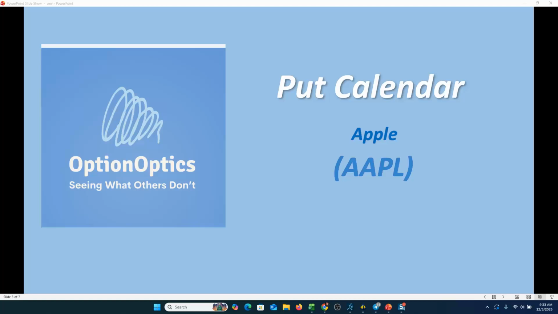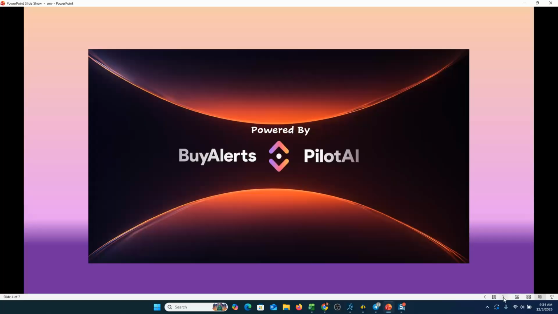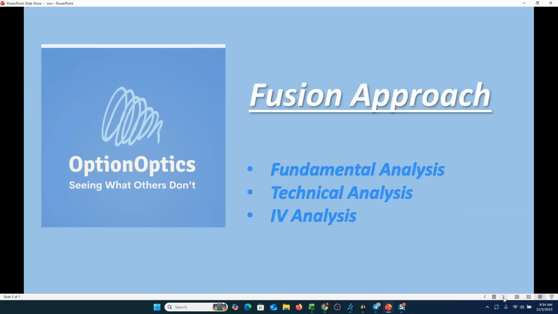We'll be taking a look at a put calendar opportunity in Apple (AAPL), where an overbought and overvalued Apple with very cheap options sets up ideally for a put calendar spread trade. And as always, we are powered by Pilot AI. We always like to take a fusion approach here, looking at the fundamentals, the technicals, and most importantly, implied volatility. So let's jump in and take a look.